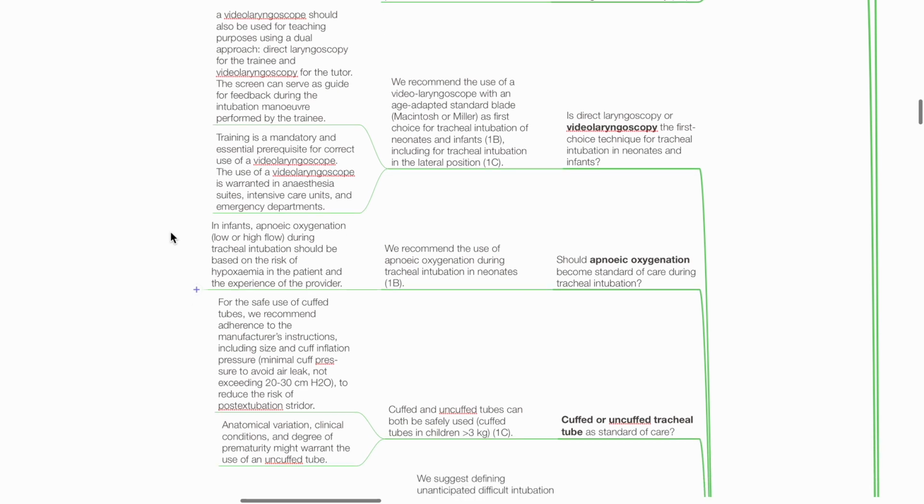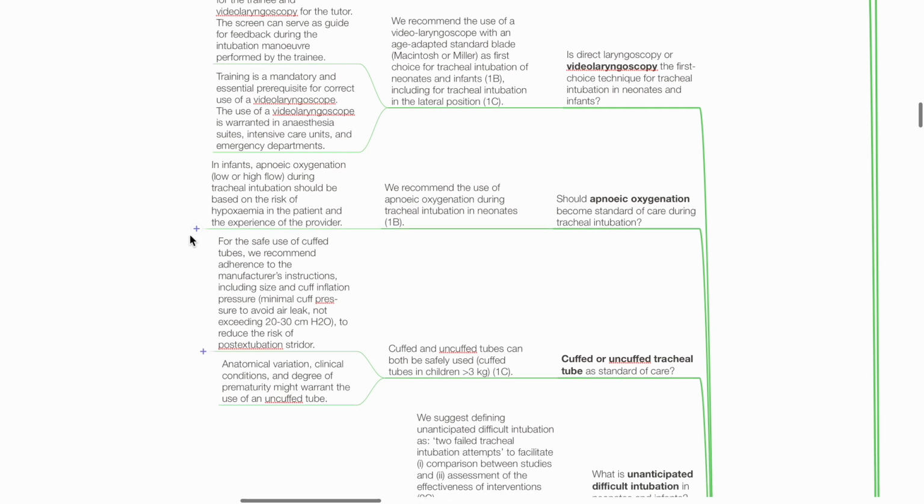Training is a mandatory and essential prerequisite for correct use of video laryngoscope. Use of video laryngoscope is warranted in anesthesia suites, intensive care units, and emergency departments. Next, should apneic oxygenation become standard of care during tracheal intubation? It is recommended to use apneic oxygenation during tracheal intubation in neonates. In infants, apneic oxygenation, low or high flow, during tracheal intubation should be based on risk of hypoxemia in the patient and the experience of the provider.